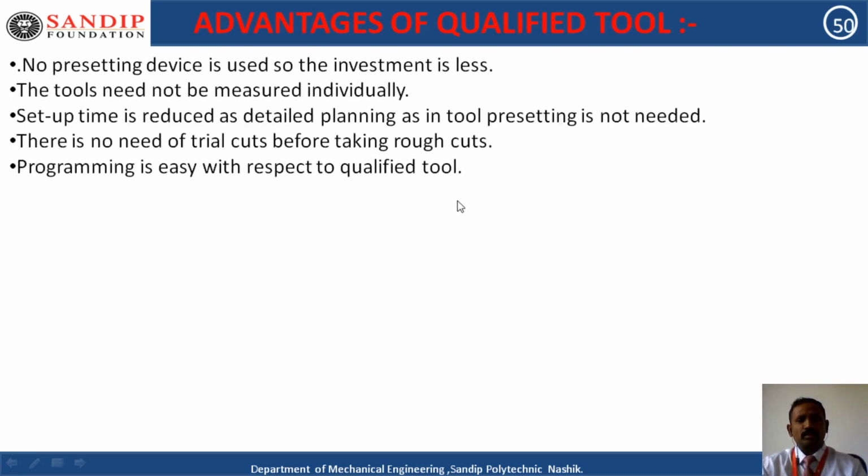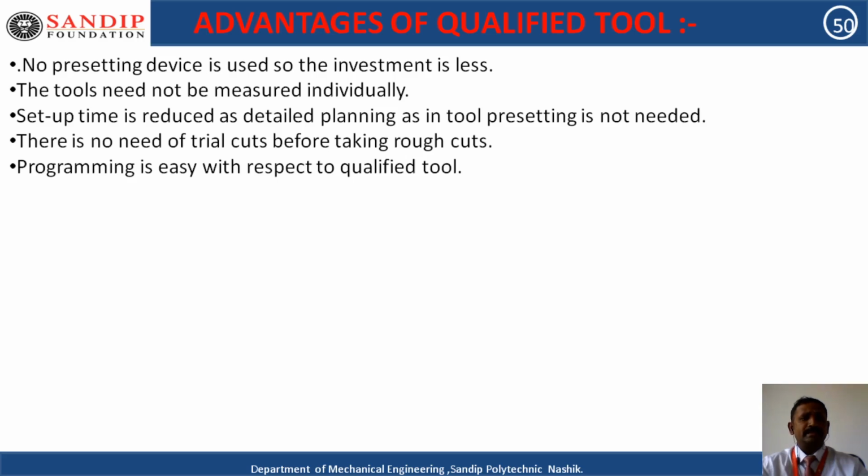Now the advantages of this qualified tool. No presetting device is used, so the investment is less, because the tolerance zone is given and no presetting is required. The tool need not be measured individually. Setup time is reduced as detailed planning, as in tool presetting, is not needed. There is no need for trial cuts before taking rough cuts because a standard range is given, so obviously the operation will be correct. There is no need to take a rough cut.